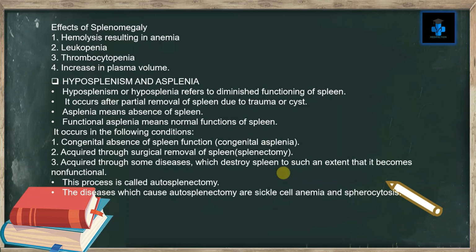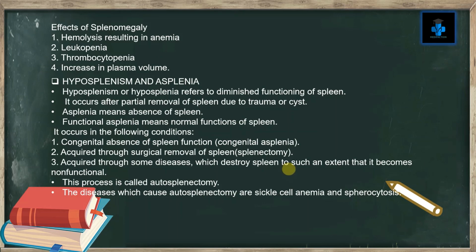Next, hyposplenism and asplenia. Hyposplenism or hyposplenia refers to diminished functioning of spleen. It occurs after partial removal of spleen due to trauma or cyst. Asplenia means absence of spleen. Functional asplenia means absence of normal functions of spleen. It occurs in the following conditions.